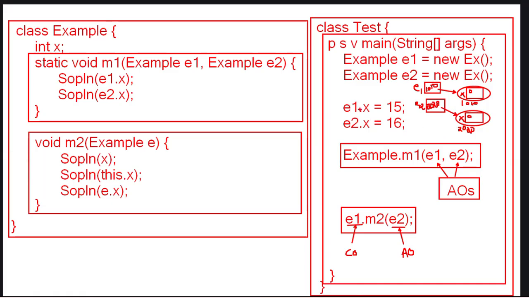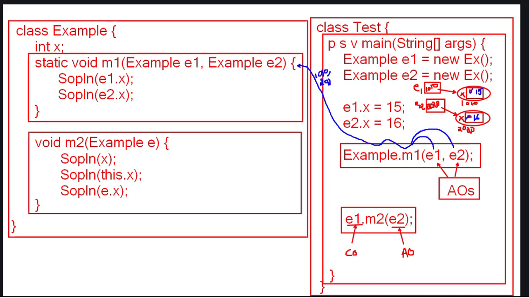Then E1 dot X equal to 15 means 0 is replaced with 15. E2 dot X equal to 16 means 0 is replaced with 16. The next, example dot M1 of E1 comma E2, means by passing E1 object and E2 object references, the M1 method of the example class is called. Into the M1 method, two references came. What are the two? 1010 comma 2020.